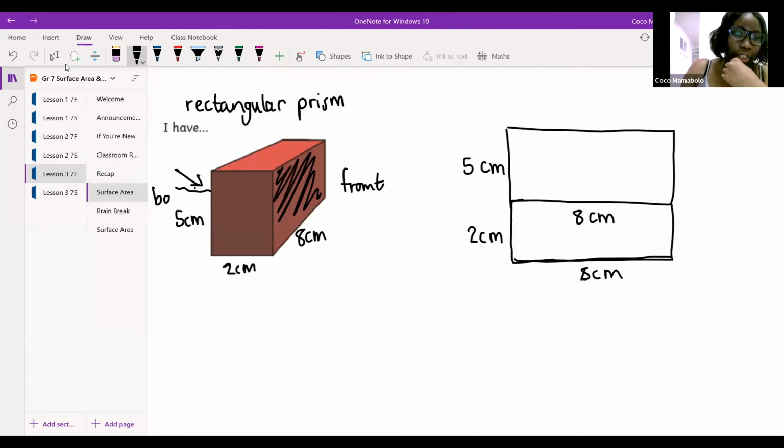Right, this part over here is going to be the back. Okay, Olonda's a bit lost. Okay, Olonda, remember, I'm going in order.